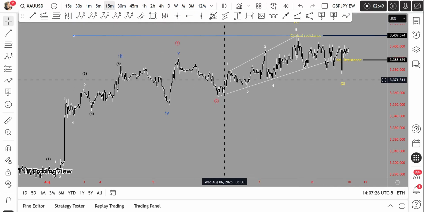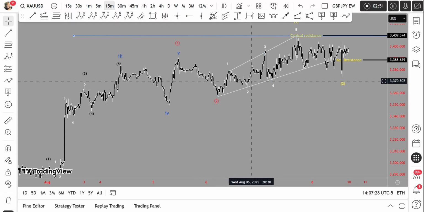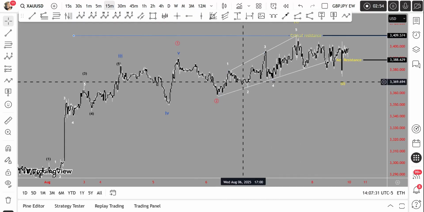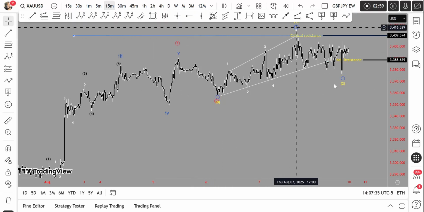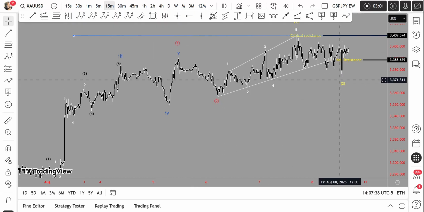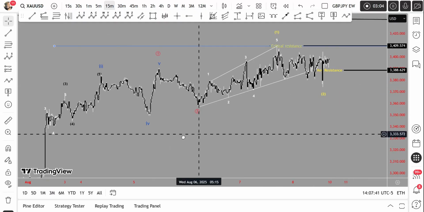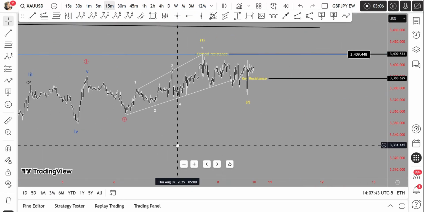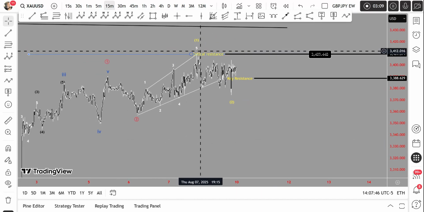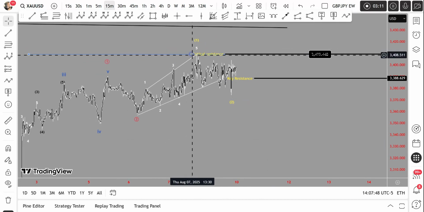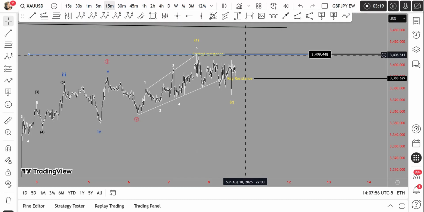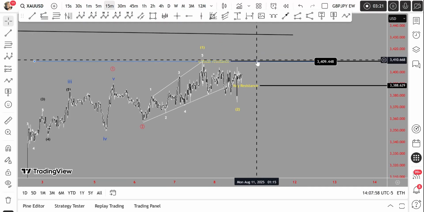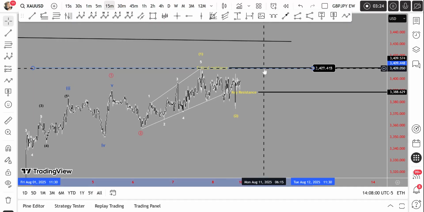So I counted this now as a leading diagonal: 1, 2, 3, 4, 5. So we have our larger degree 1, 2, and then our leading diagonal 1 over here to our 2 leg, and that also changes our critical resistance. So we've not broken critical resistance, but since we've tapped critical resistance and created a leading diagonal, now I'm looking at this as a bullish structure.